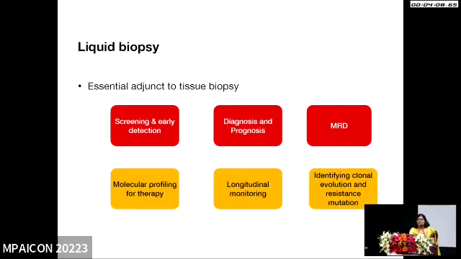So in summary, liquid biopsy is an essential adjunct to tissue biopsy. It helps in screening and early detection, diagnosis and prognostication, minimal residual disease, molecular profiling for therapeutic targets, longitudinal monitoring, and identifying clonal evolution and resistance mutation.